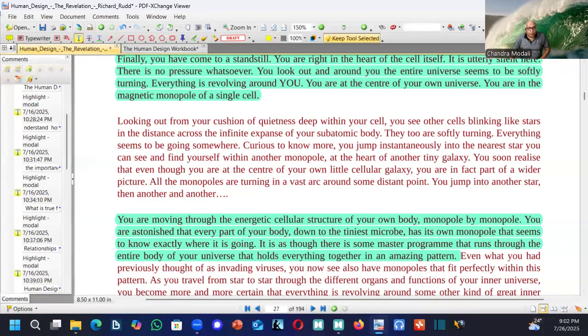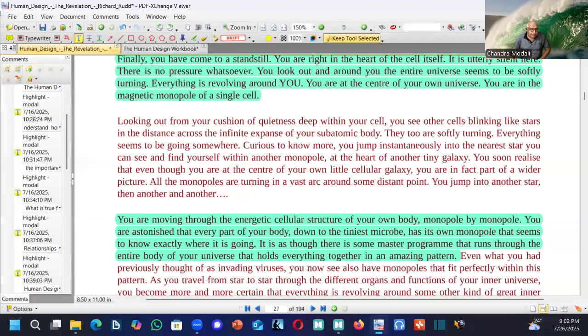Everything seems to be going somewhere. Curious to know more? You jump instantaneously into the nearest star you can see and find yourself within another monopole at the heart of another tiny galaxy.